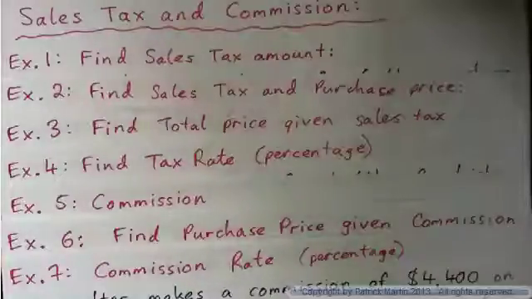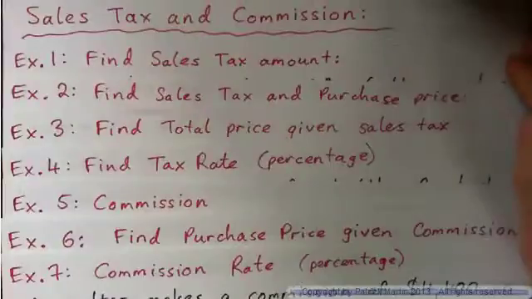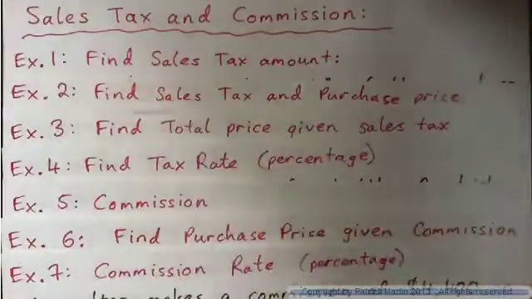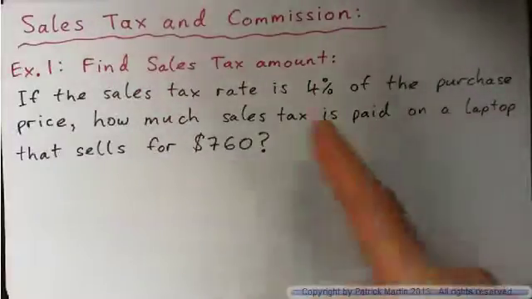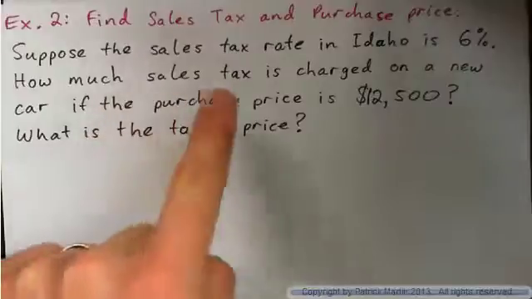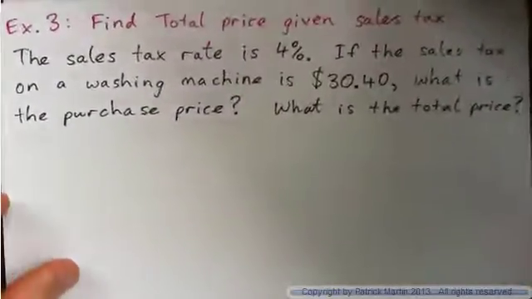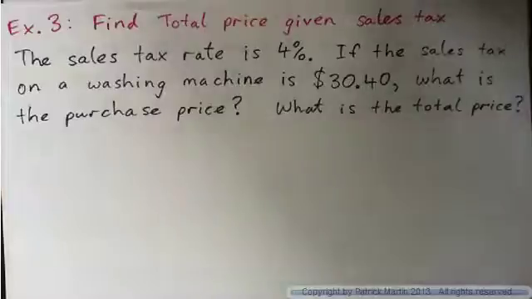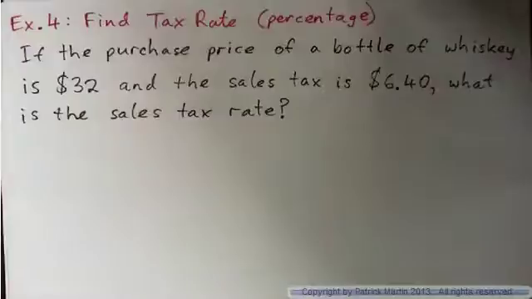In this video we're going to look at sales tax and commission, and we're going to do these 7 examples, example 1 through 7. So we'll start with example 1. It's find sales tax amount, and then example 2, find sales tax and purchase price. Example 3 is find total price given sales tax. Example 4, find the tax rate, the percentage.